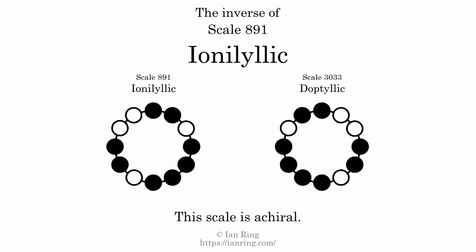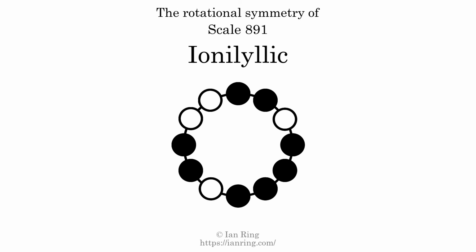The inverse of a scale is a mirror image. It is what you get when the sequence of intervals is reversed. The inverse of this scale is scale 3033, also known as doptylic. This scale is achiral, since it can transform into its own reflection by a rotational transformation. This scale has no rotational symmetry.